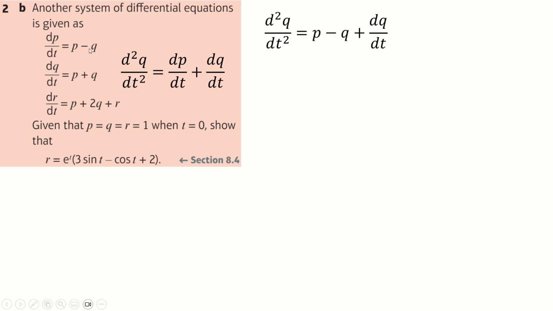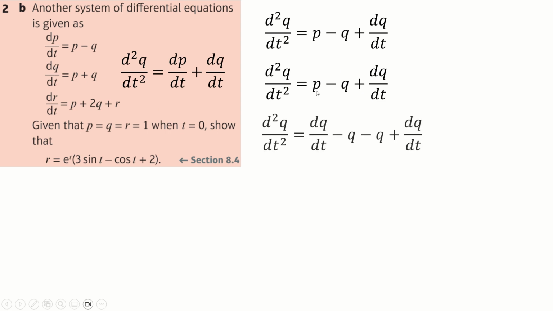p minus q. And that's super useful because I'm going to write it out again. But what is useful about this is from this line here, I can write p is dq by dt minus q, and I can replace that information in there. And then this all comes together to form a lovely differential equation in q.